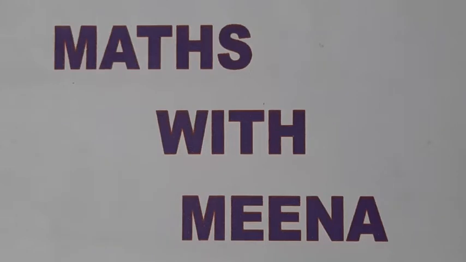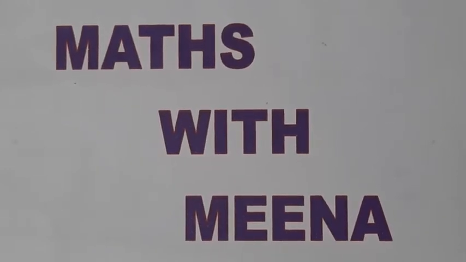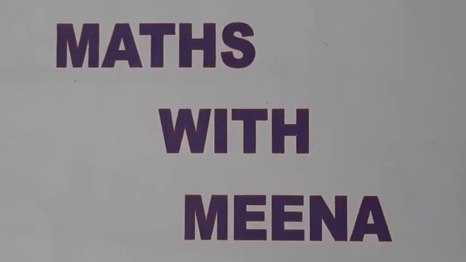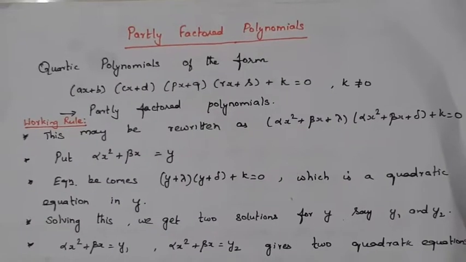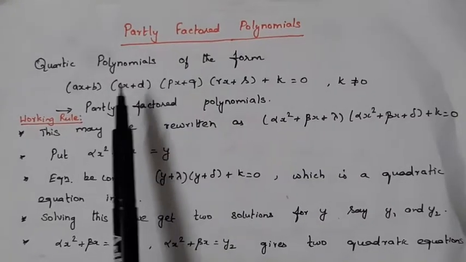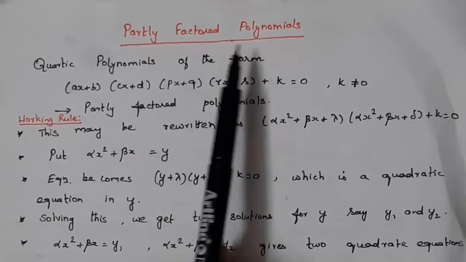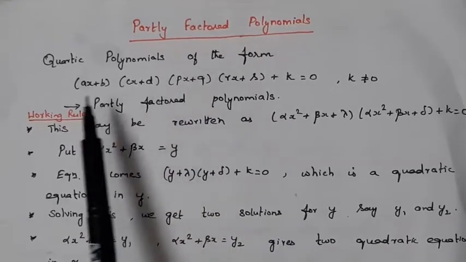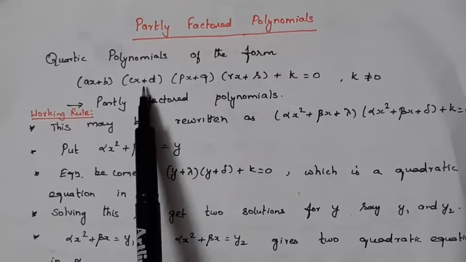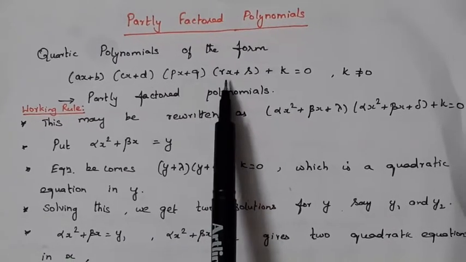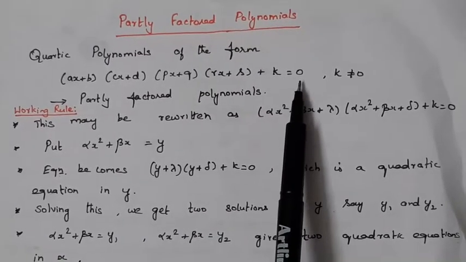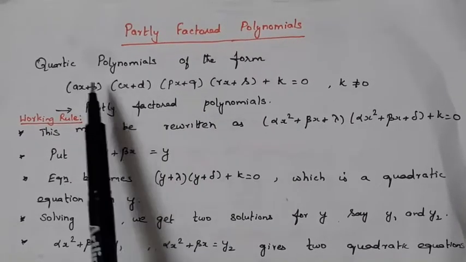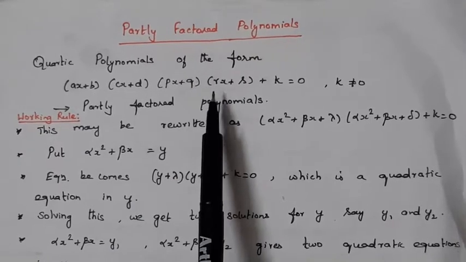In this video, we are going to see how to find the solution of a quartic polynomial which is partly factored. Now let us see what is the meaning of partly factored polynomials. Quartic polynomials of the form (ax + b)(cx + d)(px + q)(rx + s) + k = 0, where k is a non-zero integer, is called a partly factored polynomial.